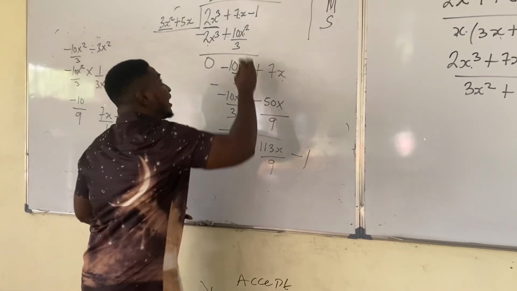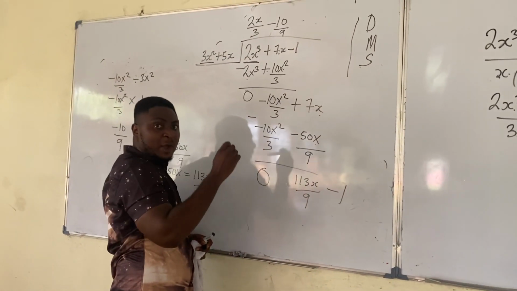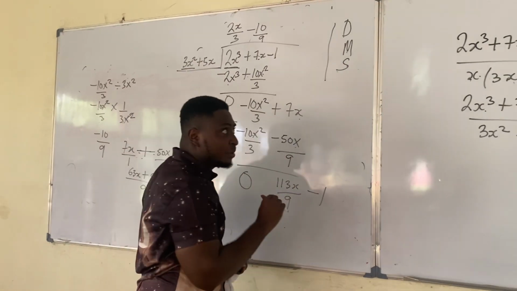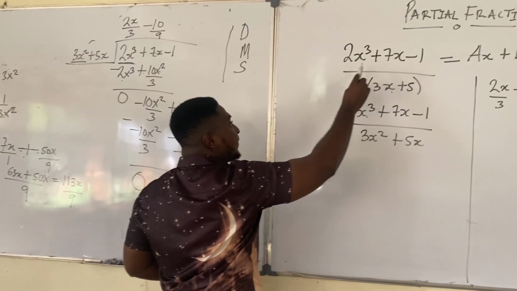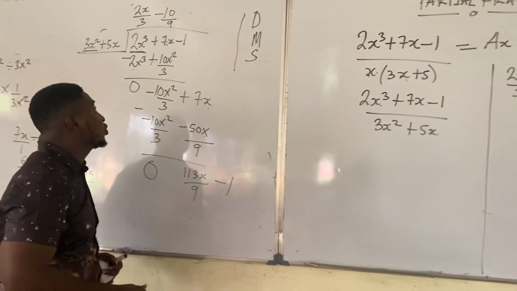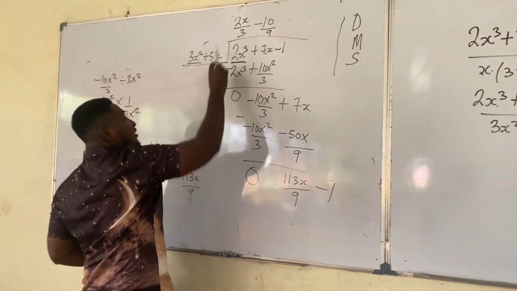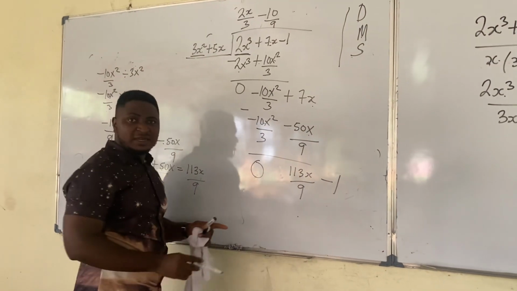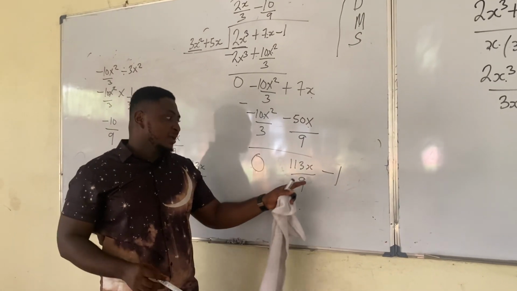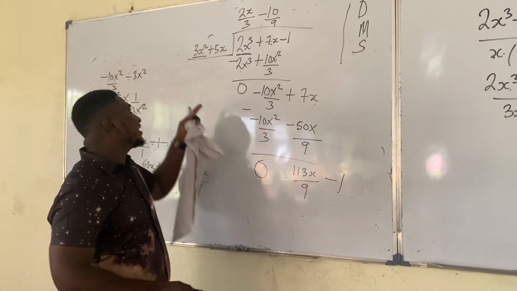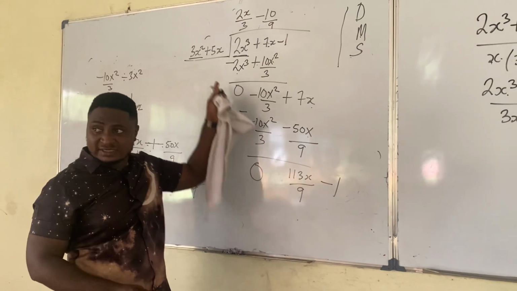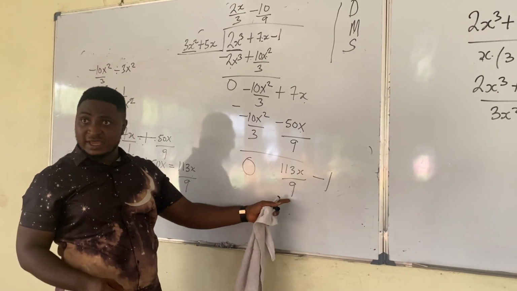So don't forget that this is our quotient. After doing the long division, remember why we did the long division? We did the long division because our numerator has a higher power than the denominator. So we had to do long division, and we got this quotient. This is the remainder, because we can no longer divide again. Why? The power of x here is lesser than the power of x here, so this can't divide this. So your division ends here.